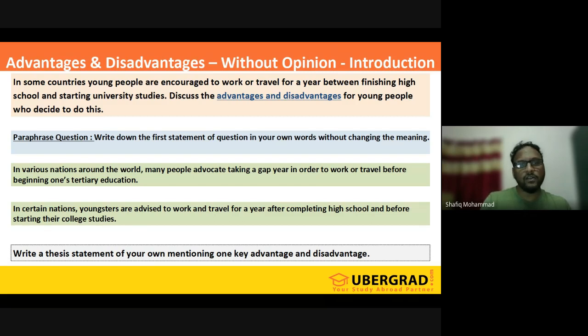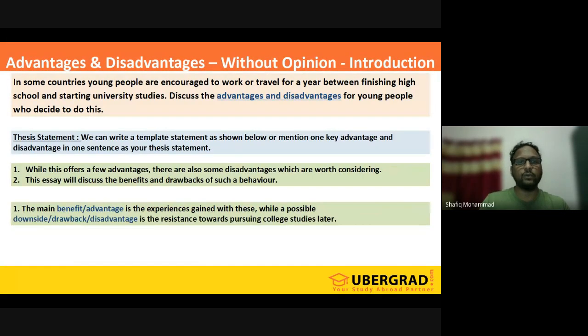After this, write a thesis statement on your own, mentioning one key advantage and disadvantage. So in the introduction itself, you can write, like I told you, "In this essay, I'm going to discuss both the advantages and disadvantages." So what is a thesis statement? Those who didn't attend yesterday: the thesis statement is the second sentence in the introduction, after the paraphrasing of the question.